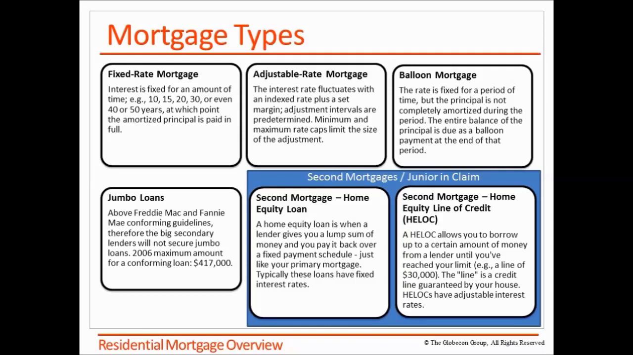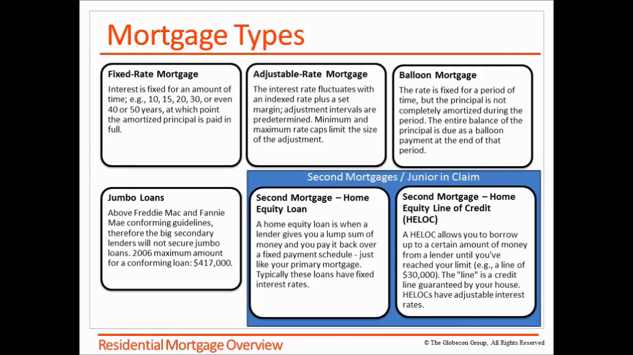Another mortgage type is a balloon mortgage, and this is a fixed rate for a period of time, but the principal is not completely amortized, so it's not paid down during the period. And at the end of that term, the entire balance of the principal is due as a balloon payment. Balloon mortgages were very common back in the 30s, 40s, 50s, but they're not as common today because home prices are increasing and not a lot of people have that type of capital put aside to pay those balloon payments. But they are still available.